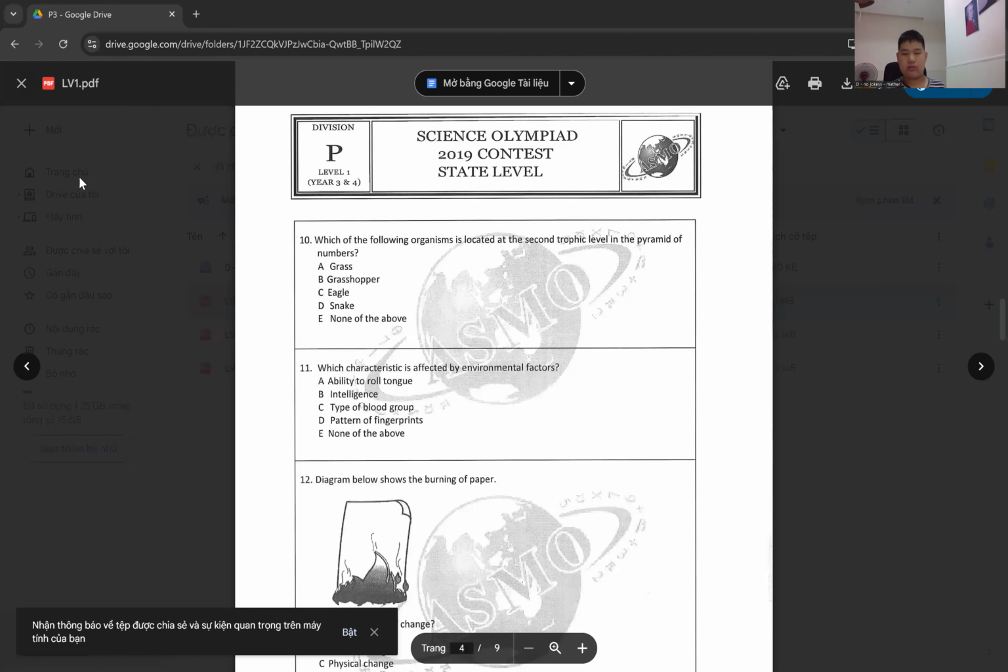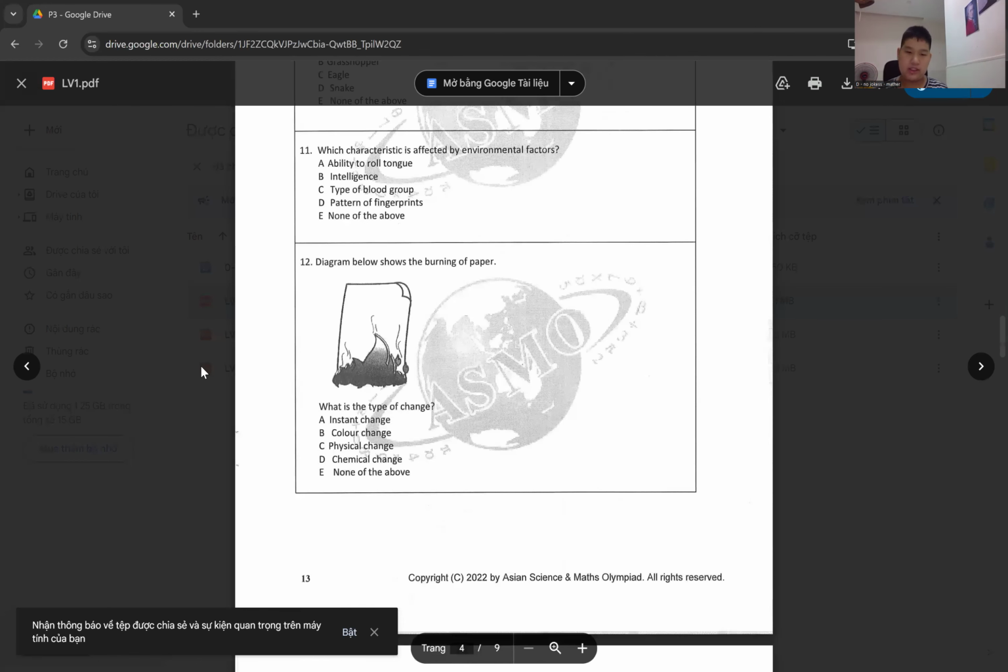So next is the diagram. This diagram is basically showing the burning of paper. What are we looking at? What changes this? Right off the bat, we can rule out instant color change. These changes do not exist. However, this does not include physical change. You may say, oh, I thought physical changes are those that change the size, the shape, and the phase. Yes, but new chemicals are being formed. New compounds are being formed after this.